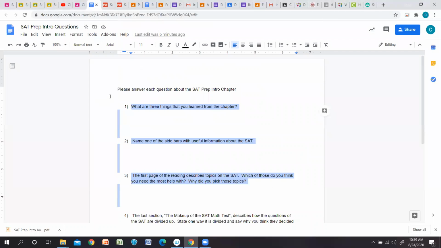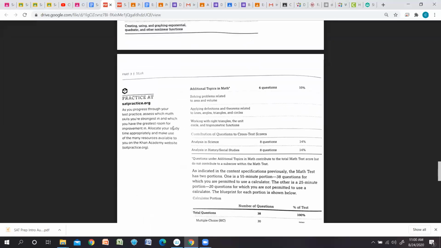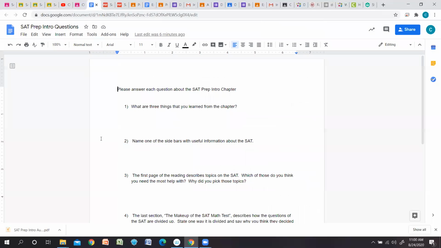Then there are some questions here. Just what did you learn from the chapter? Just thinking that over. And the sidebars. What is a sidebar? It's just these things on the side over here. And for example, this one talks about Khan Academy. Make sure to read those because they're information put aside. So just read those as you go along.